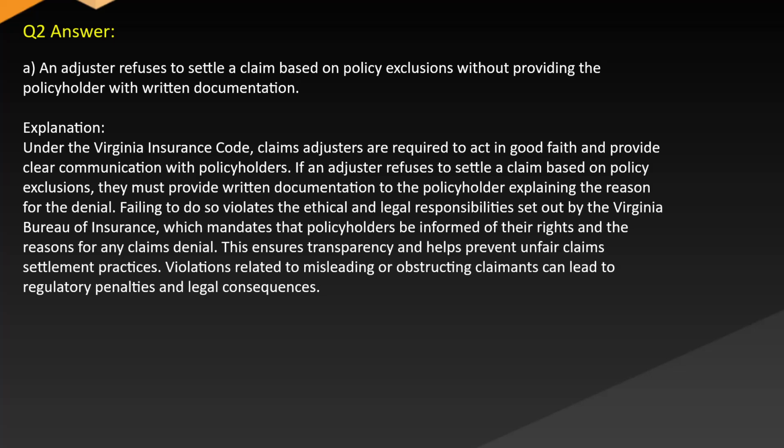Failing to do so violates the ethical and legal responsibilities set out by the Virginia Bureau of Insurance, which mandates that policyholders be informed of their rights and the reasons for any claims denial. This ensures transparency and helps prevent unfair claims settlement practices. Violations related to misleading or obstructing claimants can lead to regulatory penalties and legal consequences.